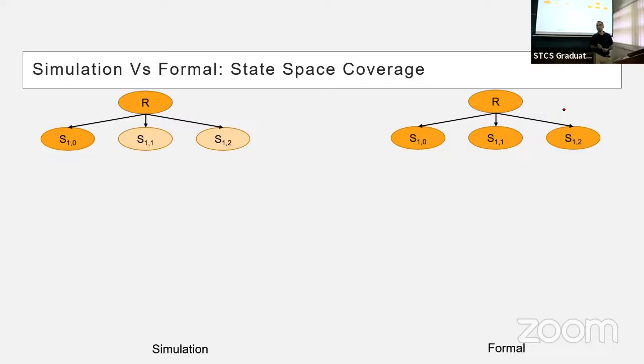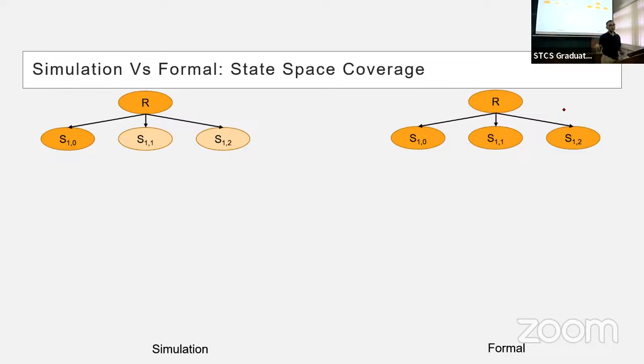So it's generated randomly. In simulation there is also some randomness. It generates some random inputs, but you cannot always guarantee that.